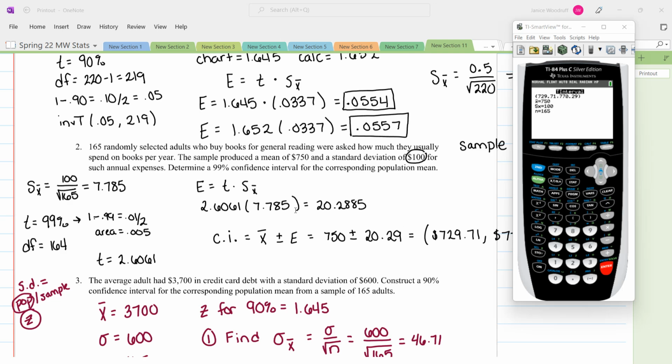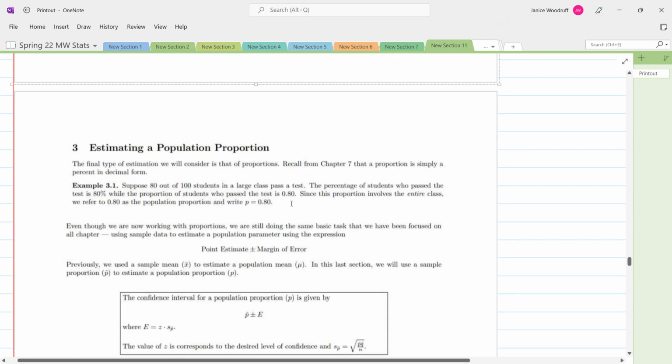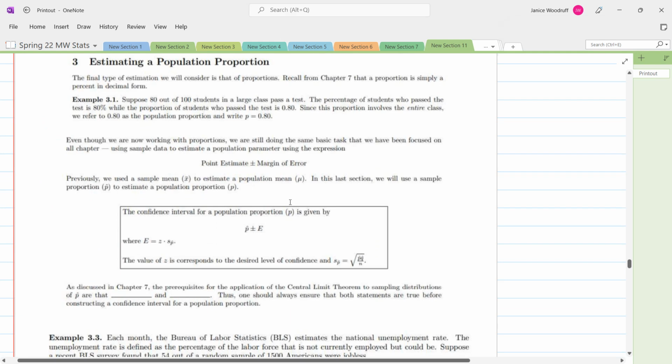All right, let's go to 8.3. So just like in chapter 7, we had population, sample, then proportion. Same thing here. So now this is a confidence interval for a proportion. So percentages. All right, so let's see what we got here.